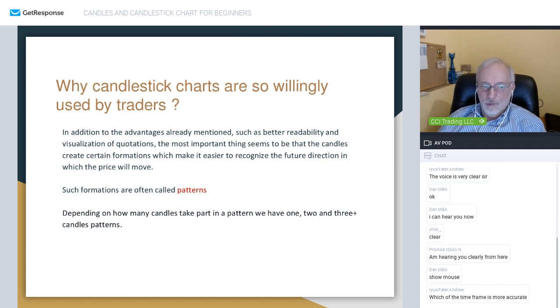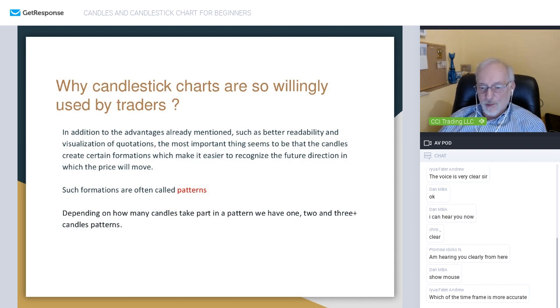Those formations of candles we often call patterns. Depending on how many candles take part in the pattern, we have one candle patterns, two candle patterns, and three and more candle patterns. And now I'll show you a table with the main candle patterns, which give us some information about what will happen with the price in the near future.